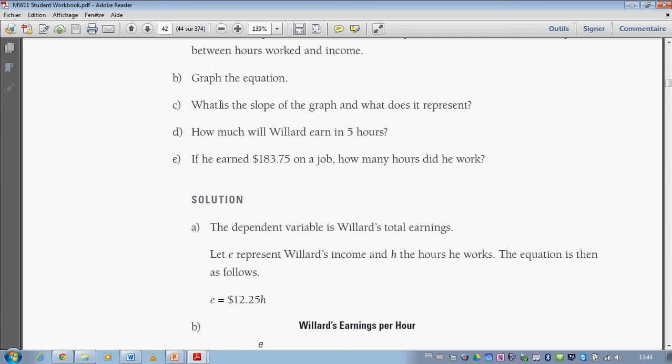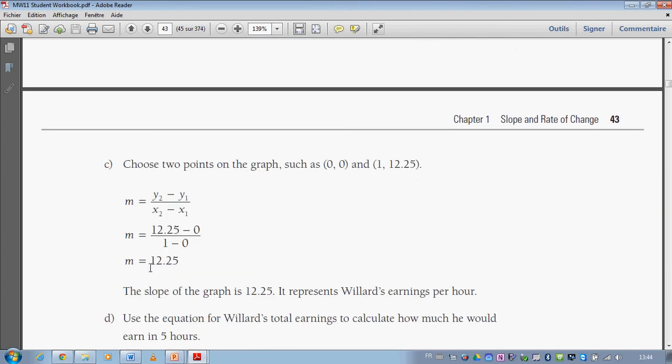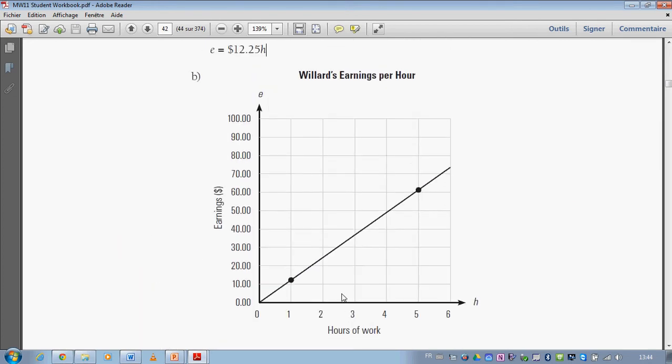Okay. So what is the slope of the graph and what does it represent? I think I pretty much just said that. The slope of the graph is the rate of change. It is his wage. Okay, so it is how much money he makes. $12.25 each 1 hour, that is the slope. Okay, so it represents his earnings per hour.